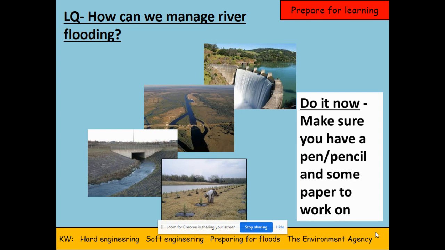How are you doing? Today we're going to be looking at river management, so how we can control flooding, so hard and soft engineering strategies. This should really be the end of the rivers unit, and then we're going to move on to something a bit more interesting. So what we're going to do today is have a look at the different strategies, going through them, looking at the positives and the negatives. And then you will just answer a question at the end. I hope you are all okay and you are ready to rock and roll.